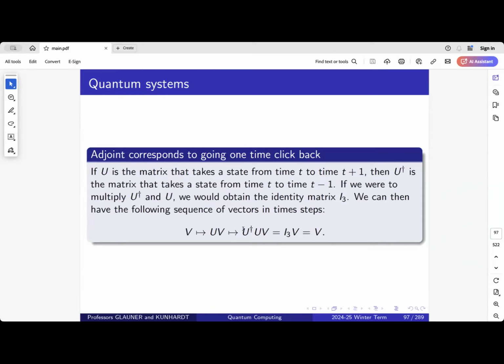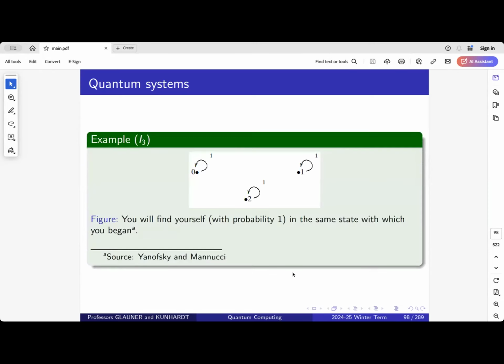And remember, the adjoint, which we call U dagger, is: we take the matrix U, we transpose it, and we calculate the conjugate of each entry, meaning we change the sign of the imaginary part. And if we multiply a matrix U with its adjoint, or the adjoint with the matrix, in both cases the multiplications need to lead to the identity matrix, which is just a neutral element here.